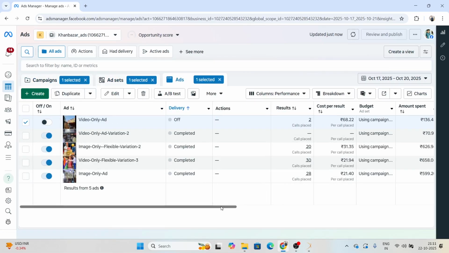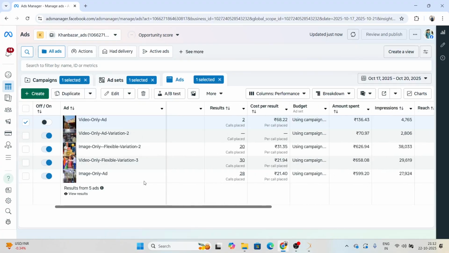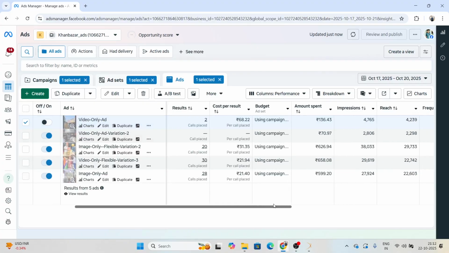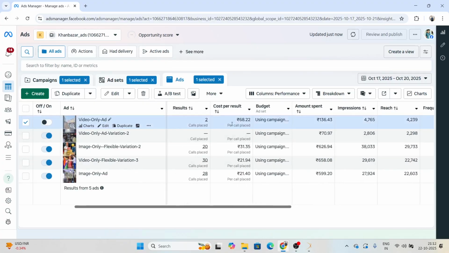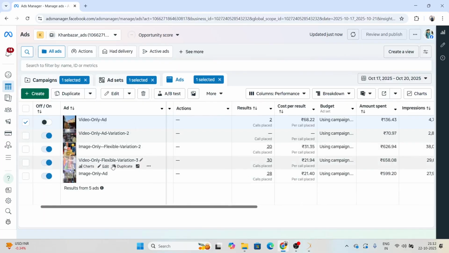What we did with this: here you can see these three ads were the best performing ones. At first I ran this one video-only ad, and the video was not really that good. So as you can see, cost per result was 68 rupees, which is too high. Two calls were placed and the amount spent was 136. At first I used only an image ad and a video ad.